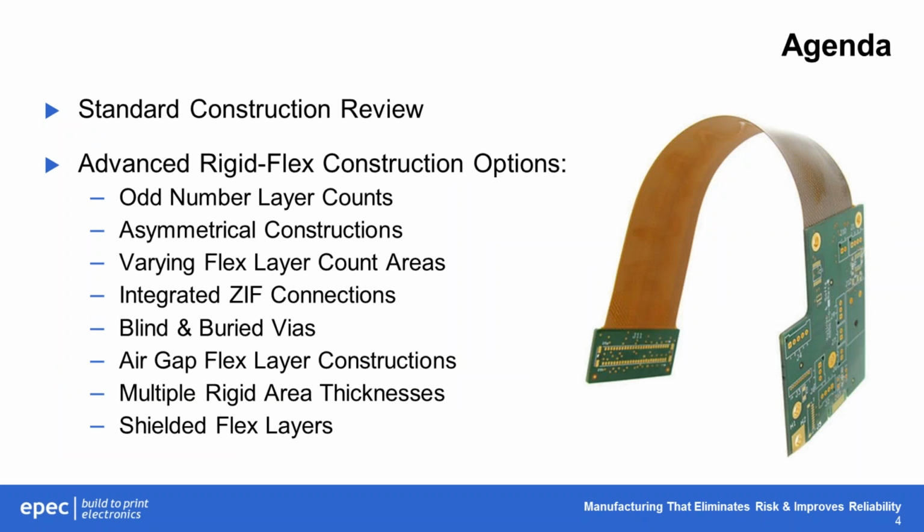So the agenda, we'll first touch upon what's deemed to be a standard construction to give us a baseline to build upon. And then in the advanced constructions, we'll talk about odd layer count constructions, asymmetricals, varying flex layer count designs. We'll touch on integrated zip connections, blind and buried vias, air gap flex constructions, multiple rigid area thicknesses, and again, shielded flex layers.